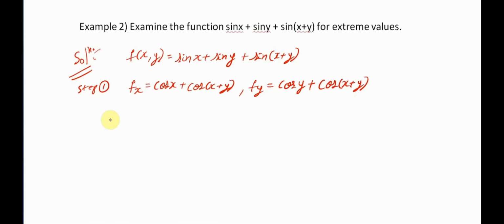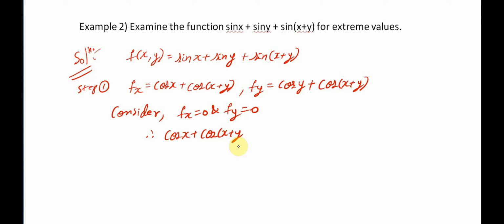So now we know that we're going to consider fx is equal to 0 and fy is equal to 0. So therefore this full term you can see on the screen here, friends, this is going to become 0, that is cos of x plus y will become 0. Is it clear, friends?